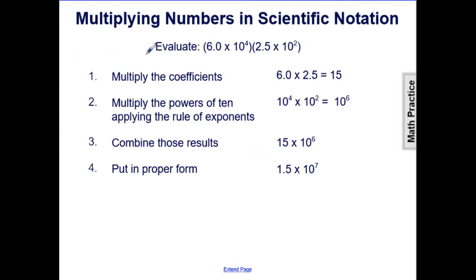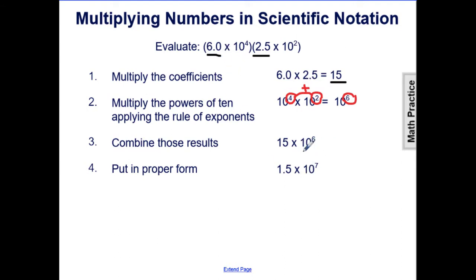So here's an example. Evaluate 6.0 times 10 to the 4th times 2.5 times 10 squared. Multiply the coefficients. So here we're multiplying 6.0 and 2.5, giving us 15. Then we're multiplying the powers of 10, applying the rules. So we're adding 4 plus 2, which is how we're getting 6, right? The rule is, when we multiply the same base, we add the exponents.